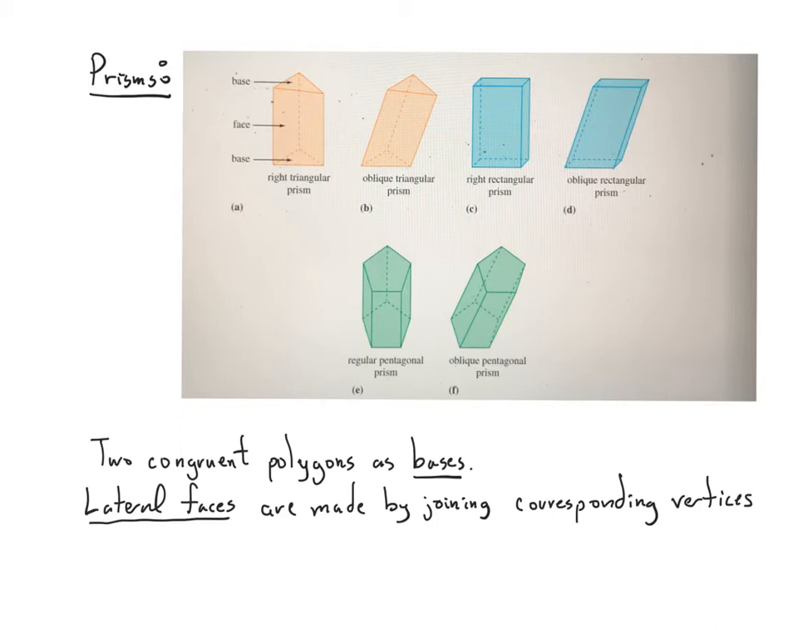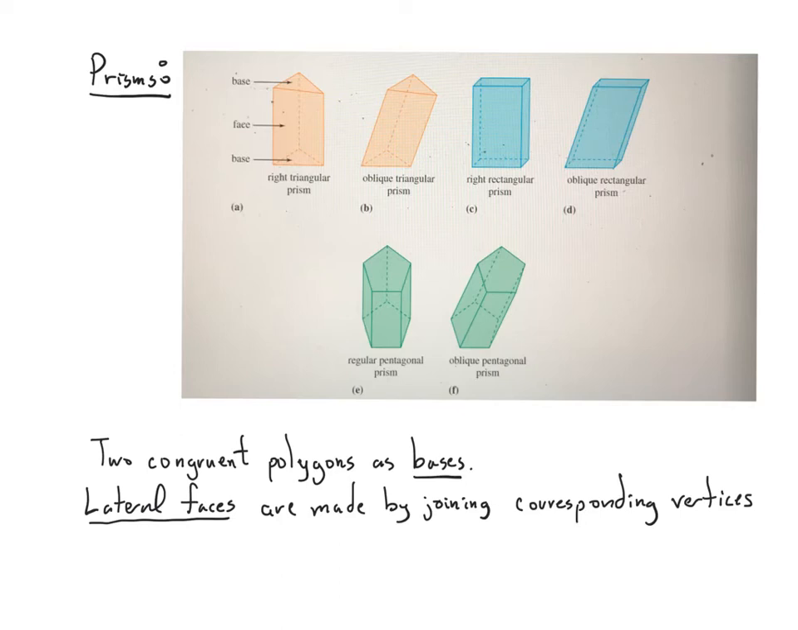You can think of like a deck of cards or something that's perfectly straight. And that way you have your rectangular lateral faces. If you have your face moved over a little bit, we call that an oblique prism. Here's an oblique triangular prism. So rather than being directly above it, it's off to the side a little bit.